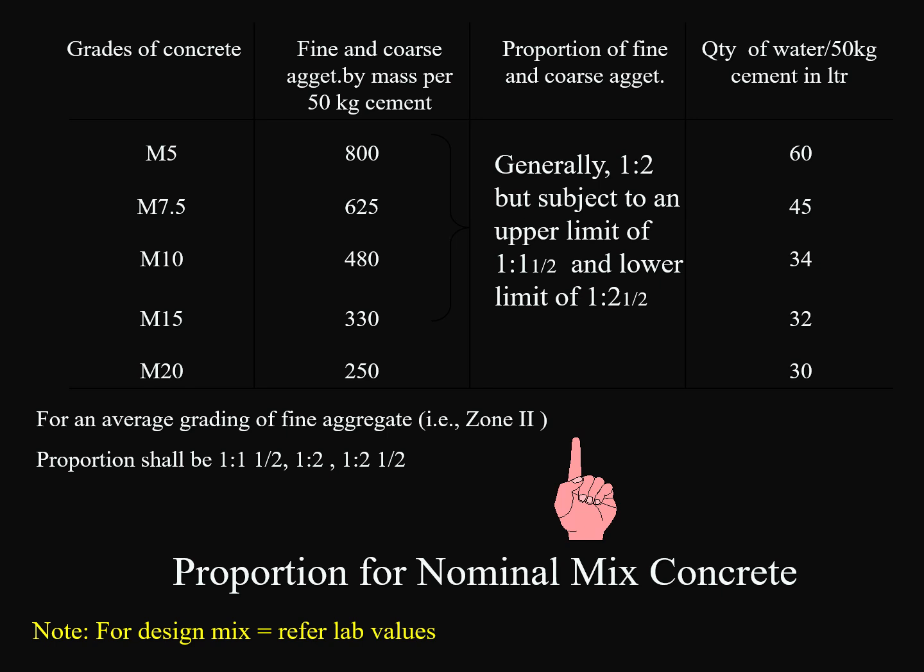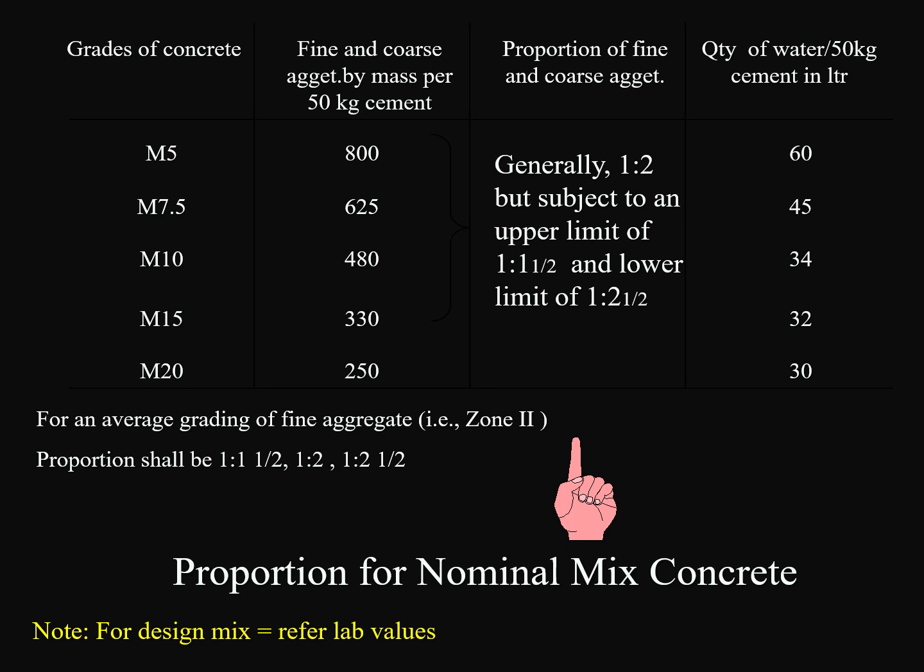M5 800, M7.5 625 fine aggregate, M10 480 kg, M15 330, M20 250. Proportion of the fine and coarse aggregate, generally 1:2, but subjected to an upper limit of 1:1.5 and lower limit of 1:2.5. Quantity of water for M5 60 liters, M7.5 45, M10 34, M15 32, M20 30.